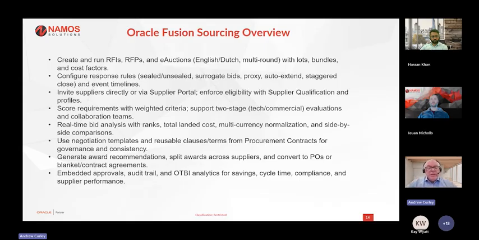You can generate award recommendations and split awards across suppliers. These you can automatically convert to a PO or to a blanket contract agreement or to a contract, and then go through there. And Hassan will show this later. All these can be supported by approvals. You have full audit trail, and obviously at the back end of that, with all these transactions being in the system, we can have OTBI analytics for providing further information with regards to how the negotiations went, and also for providing savings, cycle time, compliance, and even supplier performance with regards to the bid itself.